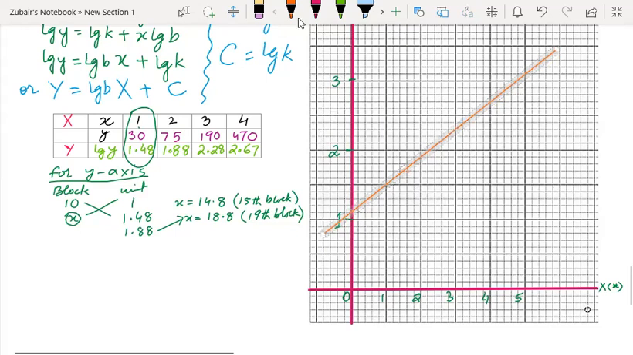Okay, now there are the 2 points. One is this point and one is this point. So the coordinates of the points are: this one was 1, 1.48, and this point is 2, 1.88.